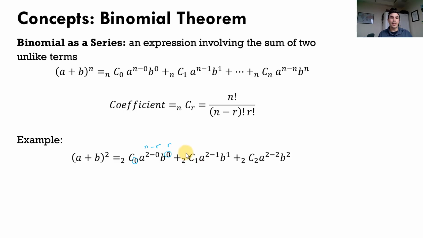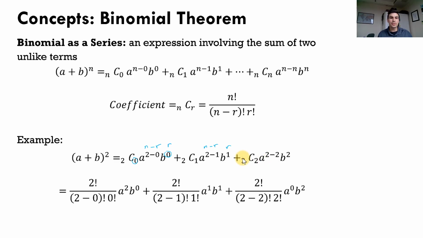So my second term then, my n doesn't change, that's still 2, but now I have 2 choose 1. So my r value has gone up by 1. So now again, I've got n minus r, so 2 minus 1, and then b is raised to the r power, which in this case is 1. And then moving on to my next term, I'll have 2 choose 2, and you can just keep on going and going and going.